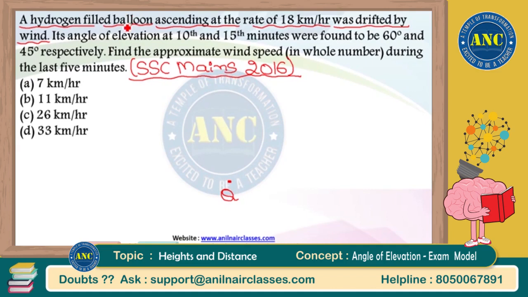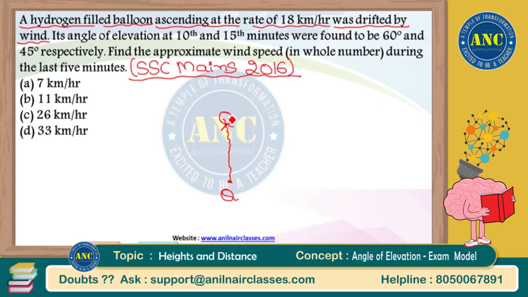Now a hydrogen filled balloon, a balloon filled with hydrogen gas, ascending at the rate of 18 kilometers per hour. That means it is moving up like this. It is going up, going up, going up. It is ascending at the rate of 18 kilometers per hour. Suppose this is the balloon, right? So ascending at the rate of 18 kilometers per hour, it was drifted by a wind. Now it is moving on like this.